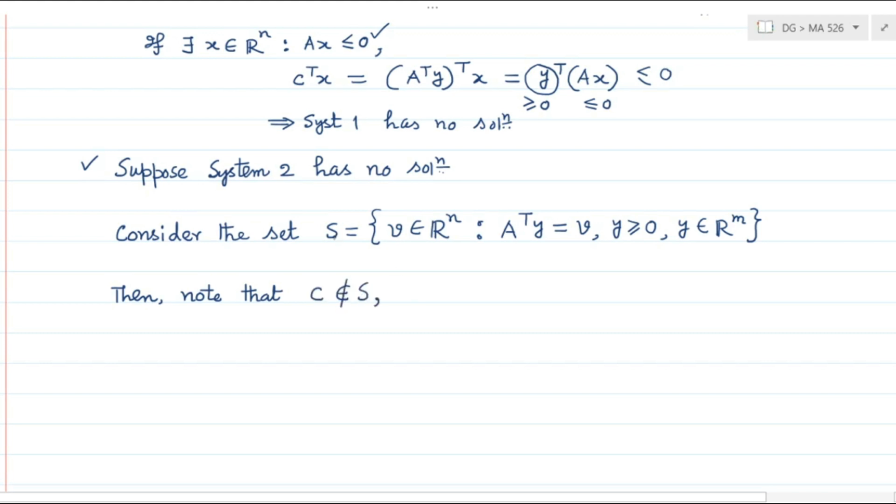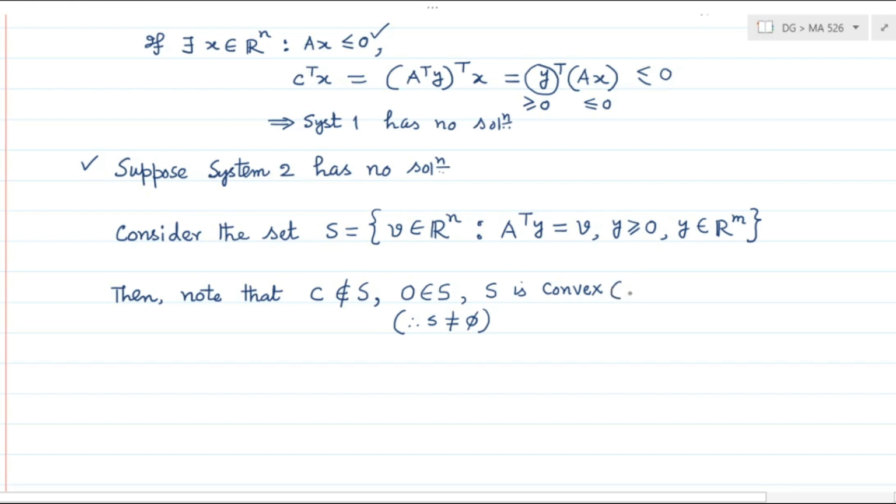You also note that the set S is non-empty, because you can take in particular y equals 0, and accordingly you will have V as a null vector, and that null vector belongs to S, and therefore the set S is non-empty. And also we note that the set S is convex. You can quickly prove it by the definition of convexity, or otherwise you can check that this set S is a polyhedral set, and therefore this is a convex set. You can quickly check it as a home task. I am keeping it as a home task.